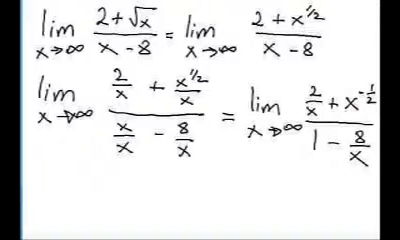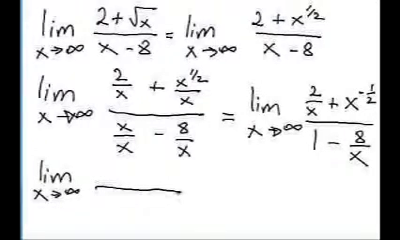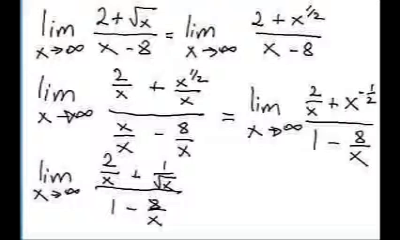So now I'm going to rewrite this again, because I'm not comfortable deciding what the limit as x goes to infinity of x to the minus 1/2 is. So instead, I'm going to get rid of that exponent and rewrite it as basically a fraction, which is just going to be 1 over square root of x, and then 1 minus 8 over x.